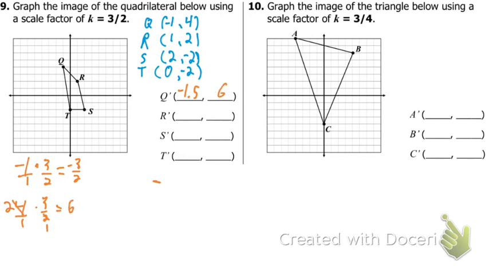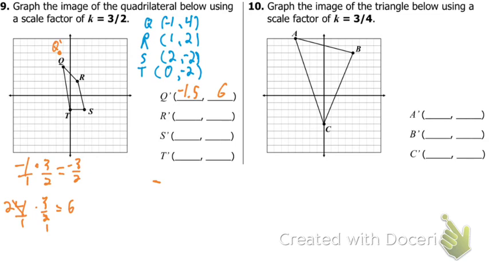Now you might be wondering, Mr. Koslow, how do I graph a decimal or fraction? Well, negative 1.5. What two numbers is that going to be between? Negative 1 and negative 2. Now is it partway between, like randomly, or is it halfway between exactly? Halfway. It's halfway between exactly. So we're going to go exactly halfway between the negative 1 and the negative 2. We're going to go 6 up, and we're going to say, hey, here is my Q prime.